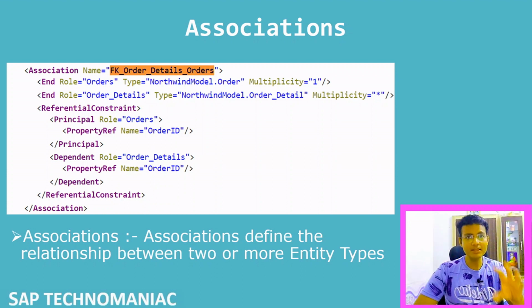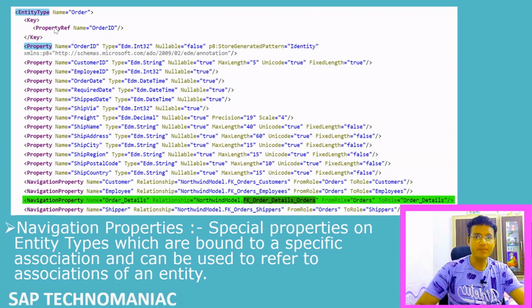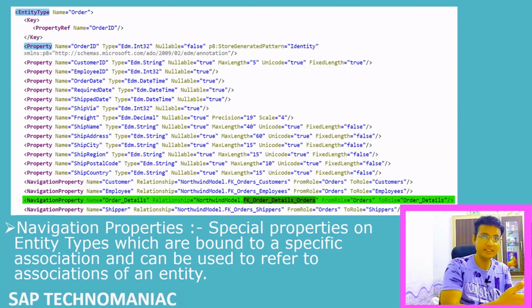Once we define this relationship, how does it help us when we access the OData service? That's very important. There is something called the navigation property. Whenever we define an entity type, there is a key property. Apart from the key property, there are some other properties also, and there is one special property called the navigation property. This navigation property uses the association. Based on that association, we can traverse from this particular entity type to another entity type.